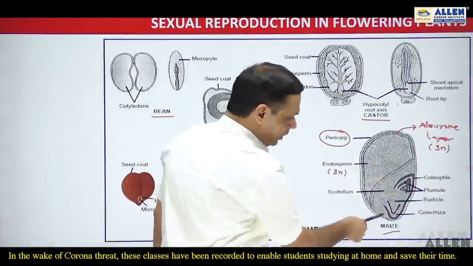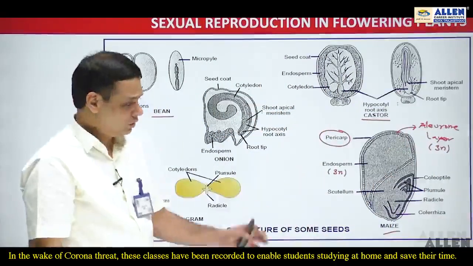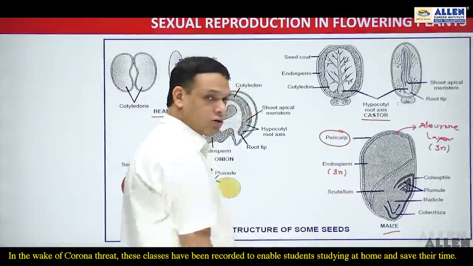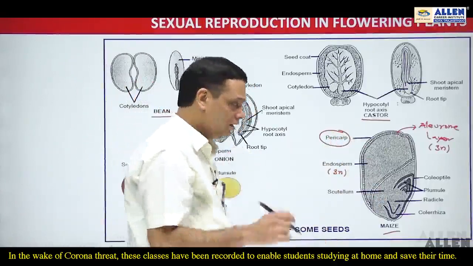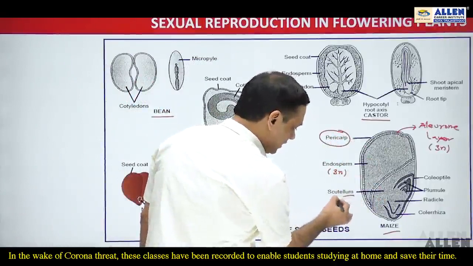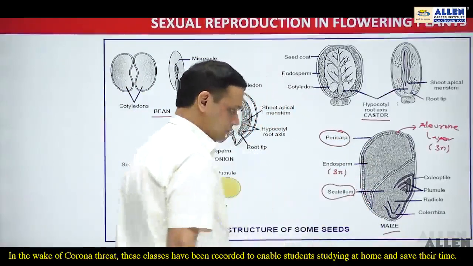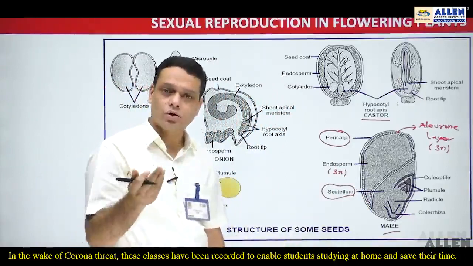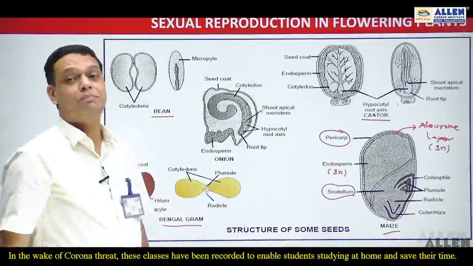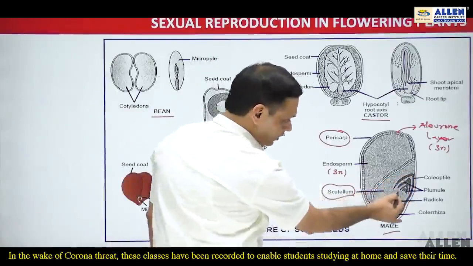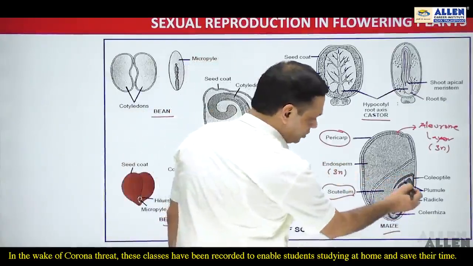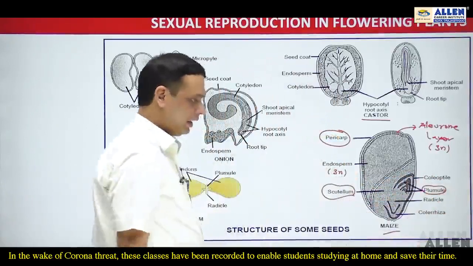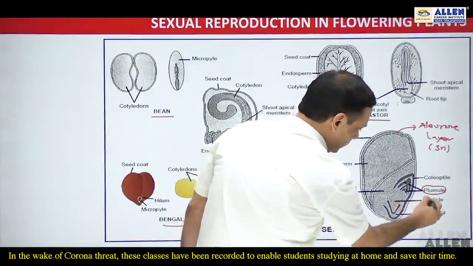This is the embryo part, and the embryo consists of cotyledon as well as embryonal axis. Since it is a monocot plant, it contains only a single cotyledon, and that single cotyledon is known as scutellum. The other cotyledon is reduced, and that reduced cotyledon is sometimes called epiblast. This is the embryonal axis, in which this is the plumule part and this part is the radicle part.